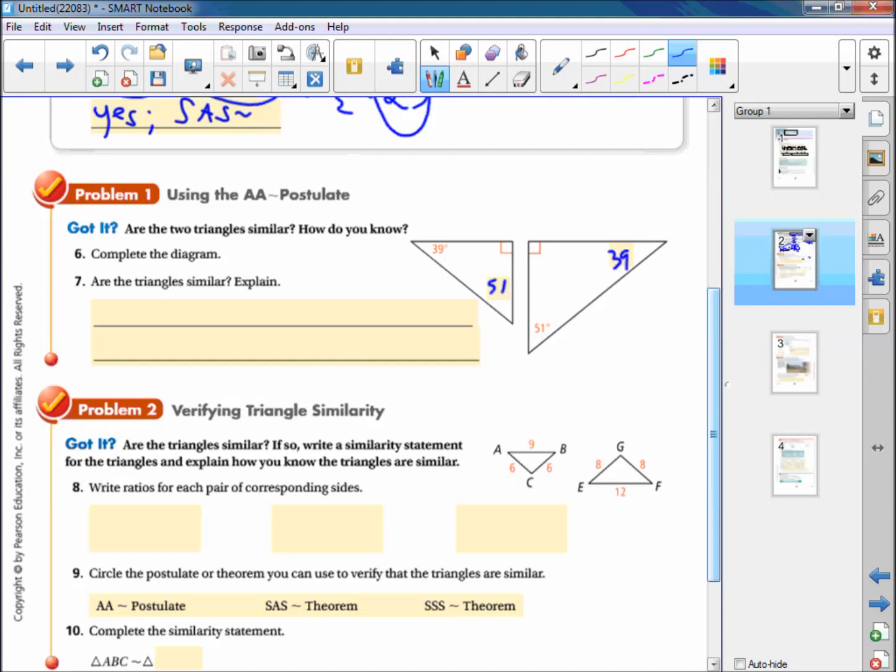So these are going to be similar because all the angles are the same, and two triangles are similar as long as two of the angles match. So this would be yes. We have two pairs of congruent angles. Okay, we actually have all three, but all we need is two, so we could use angle-angle similarity to prove that the triangles are similar.